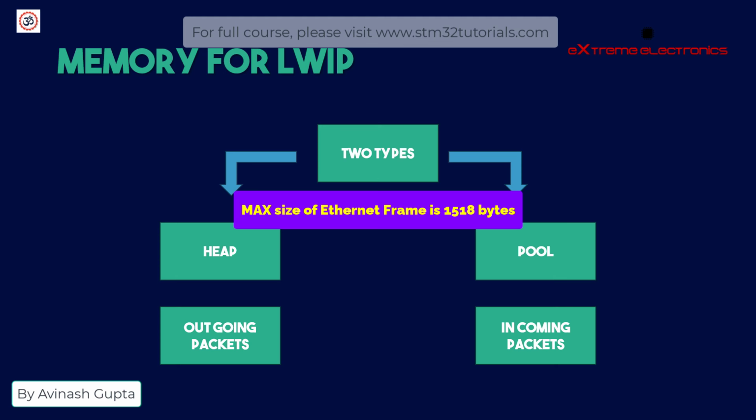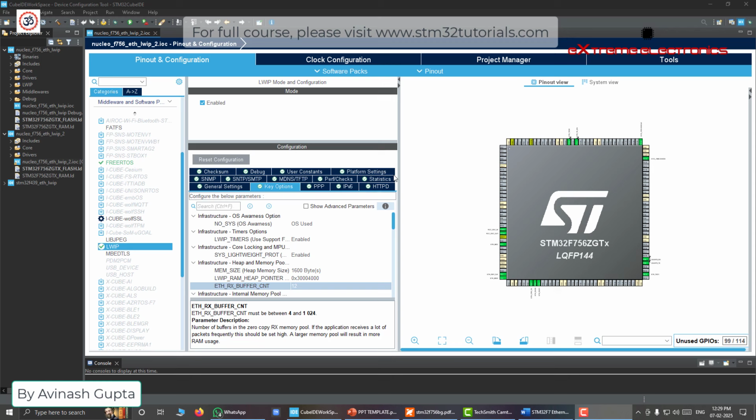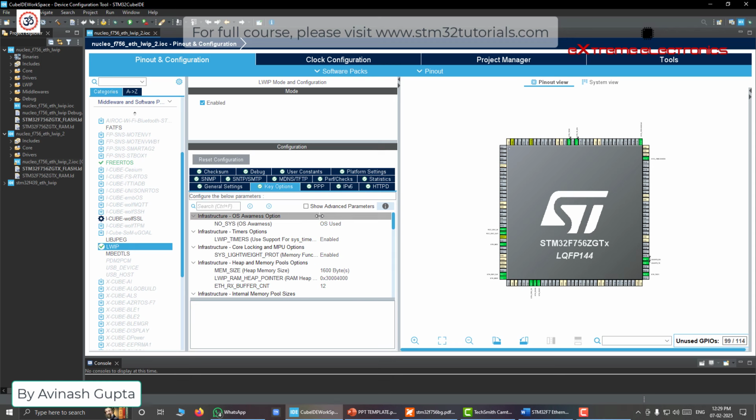So they generally allocate this much amount of memory pool, that is 1518 bytes, and multiple such pools, for example 12 such pools. So let us calculate how much memory it will waste. So inside this key option setting, under the infrastructure heap and memory pools option, we have this option, that is ETH-RX buffer count, and it is set to 12 by default.